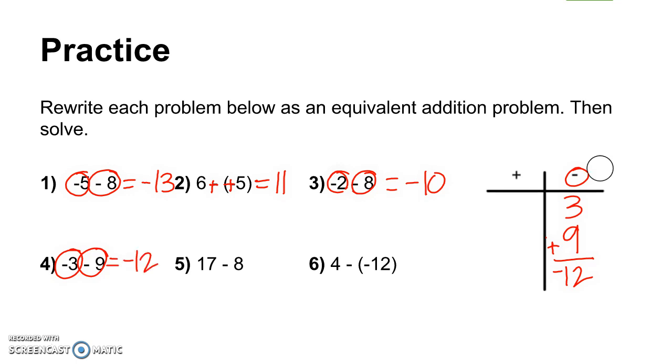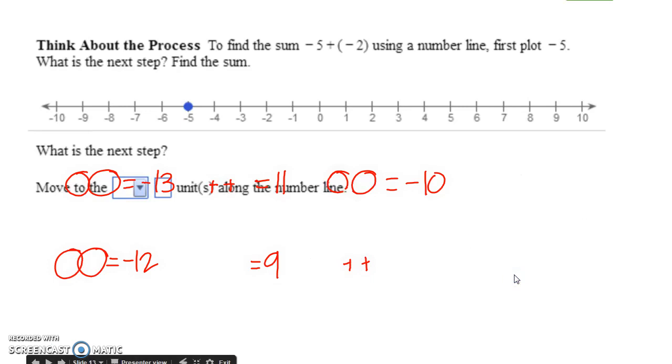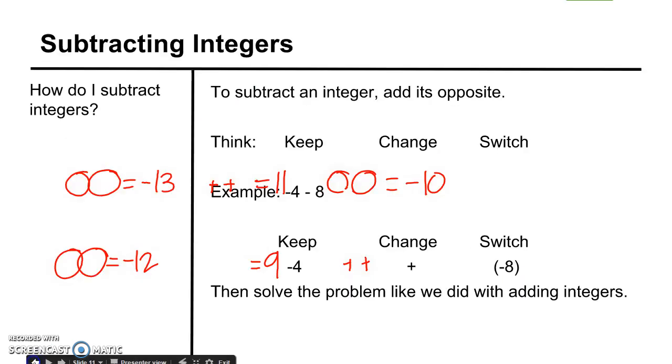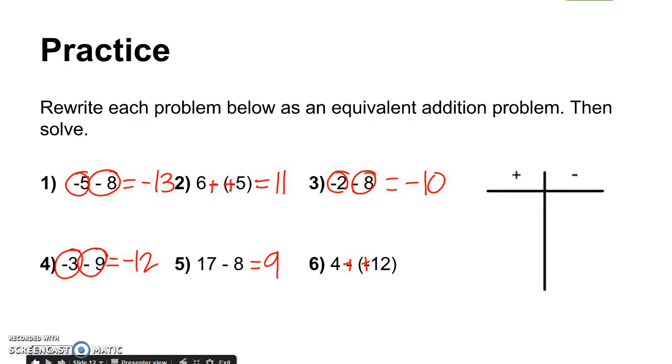17 minus 8. Bring it over and subtract. That's 9. And then plus, plus. So that's going to be erase. There. So 4 plus positive 12 is 16. Positive 16. All right, so that's how to use the T-chart for subtracting.